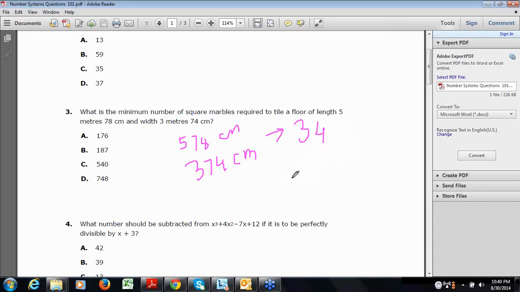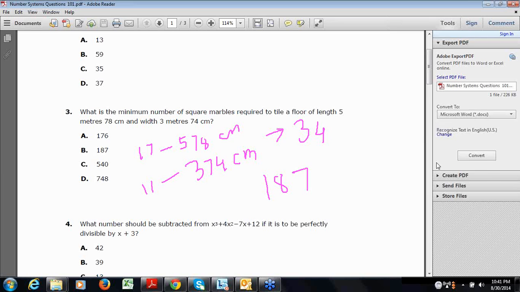The HCF will be 34. What is left? 17 and 11. So 17 into 11 is 187. Let me repeat once again.